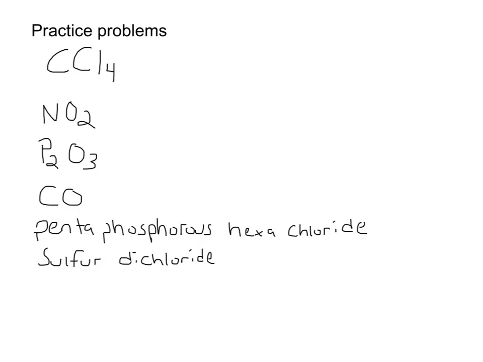All right, so some practice problems to start off with. The first one you see is CCl4. So we're going to name the first one, carbon, and we're not going to use a mono because it's the first one, even though there's one. We have 4 chlorines, so it's tetrachloride.